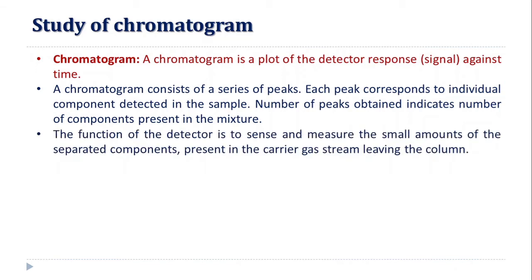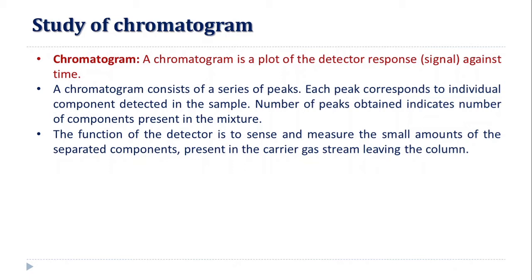The function of the detector is to sense and measure small amounts of separated components. So even if a 0.1% component is there, this gas chromatograph shows a peak for that. The function of the detector is to sense and measure the amount of separated compounds present in the carrier gas stream leaving at the end.